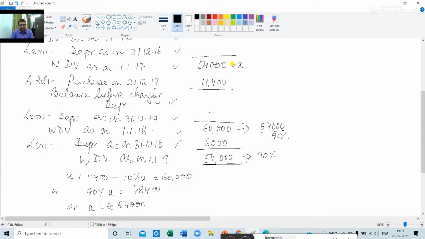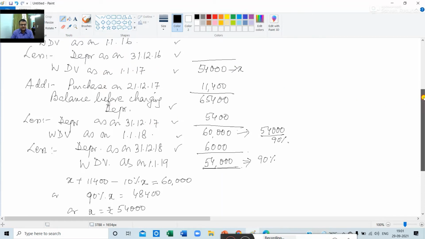Then there was an addition of 11,400. So the balance before charging depreciation was 65,400. So 5,400 was the depreciation on 31st December 2017. Now we have found out the balance as on 1st January 2017.